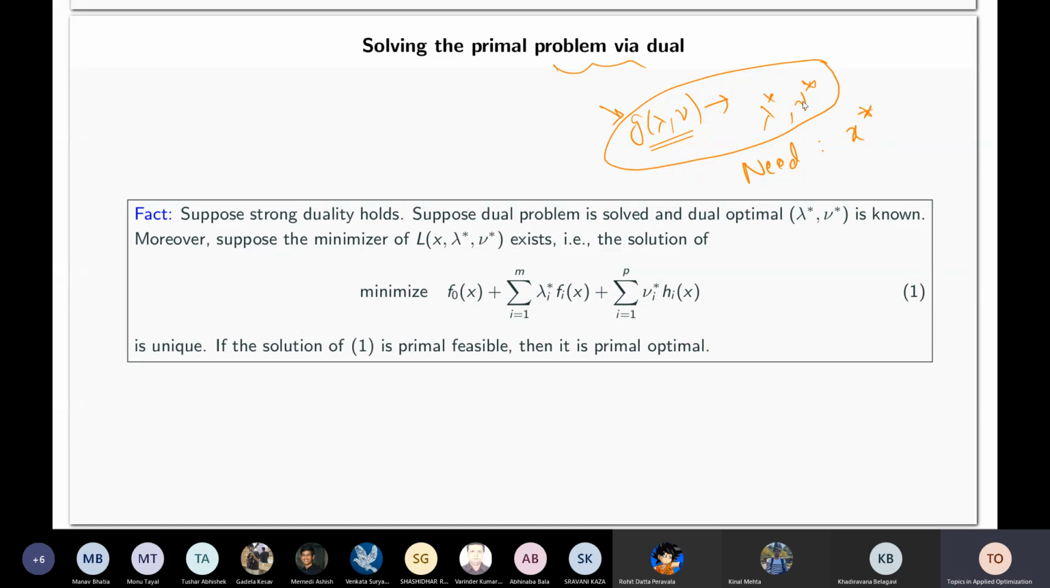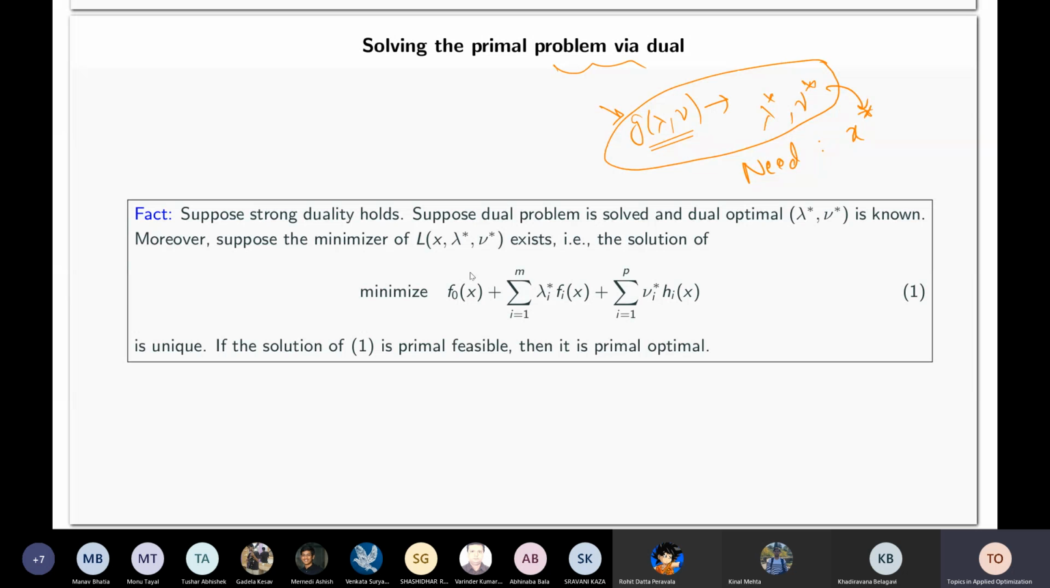And then how do you get to x star? This is what it's trying to explain. Suppose strong duality holds. Obviously, strong duality should hold, because only then can I hope to get exactly x star; otherwise we will just approximate it. Suppose the dual problem is solved and the dual optimal is known. Moreover, suppose the minimizer of this exists. So what are we supposed to do?